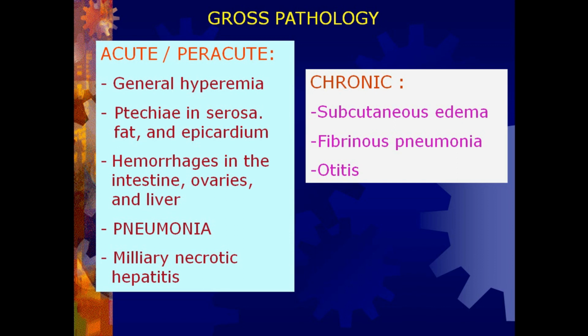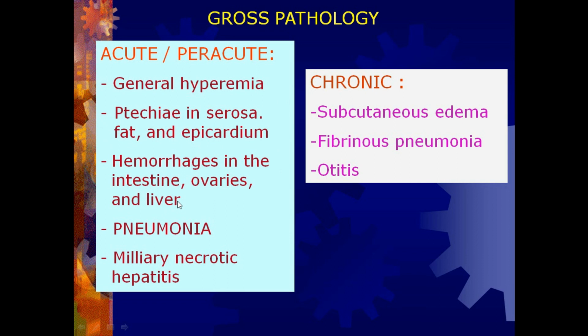In the necropsy, in the case of acute or per-acute cases, we will find a general hyperemia. It means reddening of organs, okay, within the abdominal cavities and also respiratory tracts. And then we will also find pinpoint or petechial hemorrhages in the serosa, fatty tissue, and epicardium. And similar hemorrhages will be found also in the intestine, ovaries, and liver.